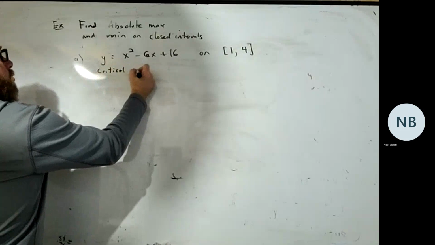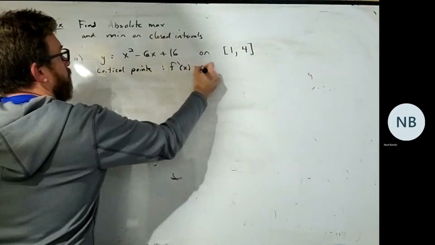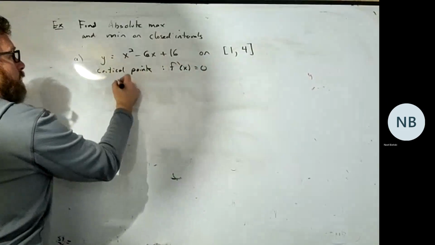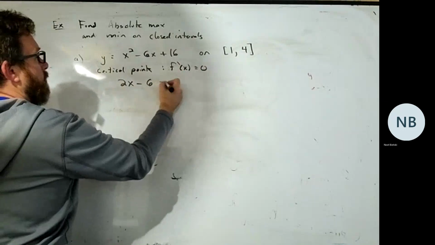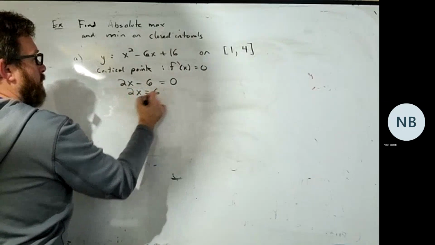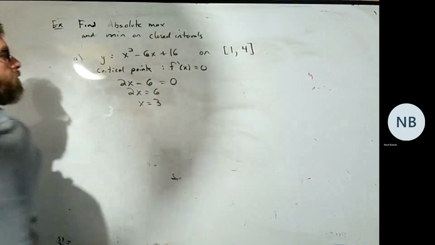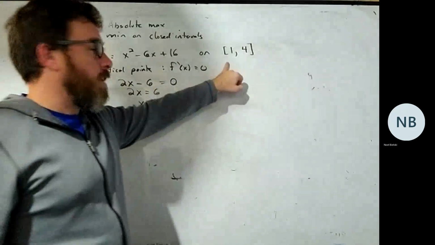The critical points are where f prime of x is equal to 0. So first I'm going to take its derivative. This is going to be 2x minus 6, and then I'm going to set it equal to 0. Solving for x, you get 2x is equal to 6, so x is equal to 3. So this is one candidate for a max or a minimum, and those are the other candidates.